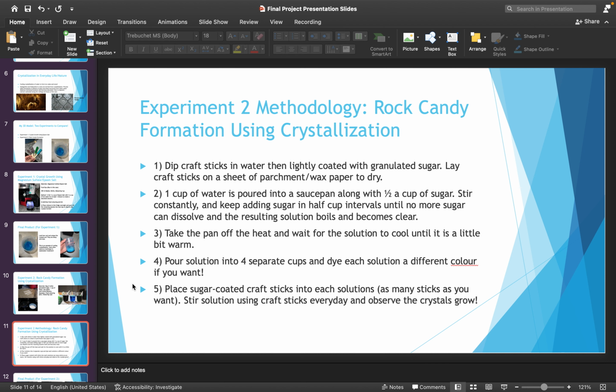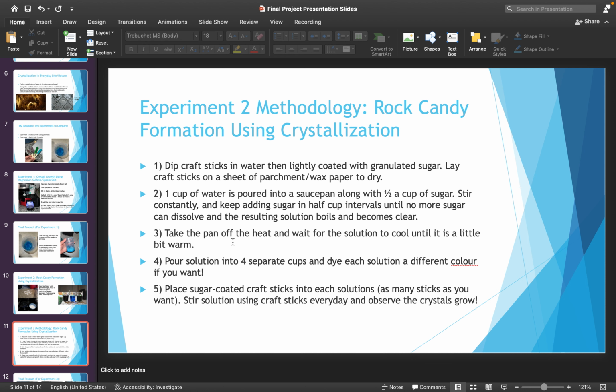So this is my general methodology to do the rock candy formation. The first thing you do is you dip the craft sticks or skewers in water, then lightly coat them with granulated sugar. Then you lay them on a sheet of wax paper to dry. You do this so that when you put it in the supersaturated solution, it can then grow on it, and it grows that rock candy formation you see at the end. Then 1 cup of water is poured into a saucepan along with 1/2 cup of sugar. You stir constantly and keep adding in the sugar with 1/2 cup intervals until no more sugar can dissolve and the resulting solution boils and becomes clear.